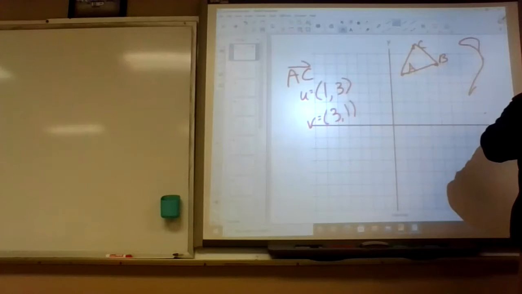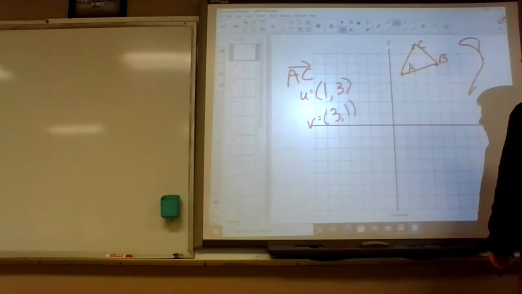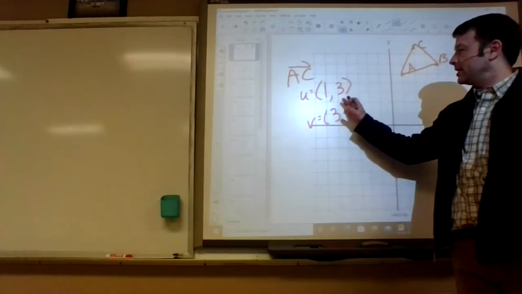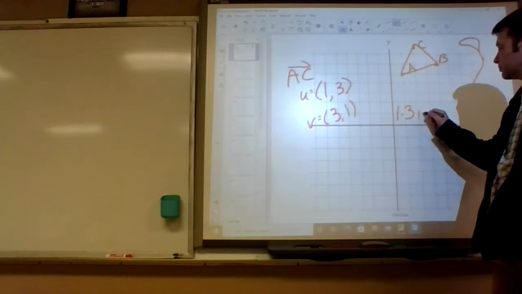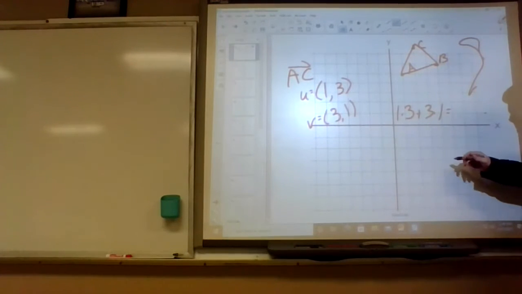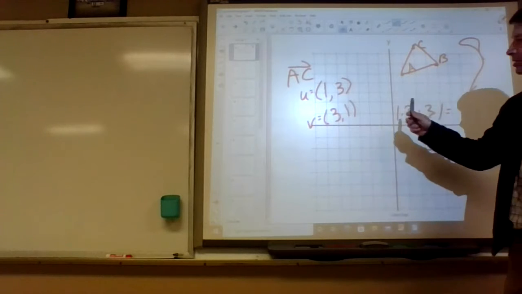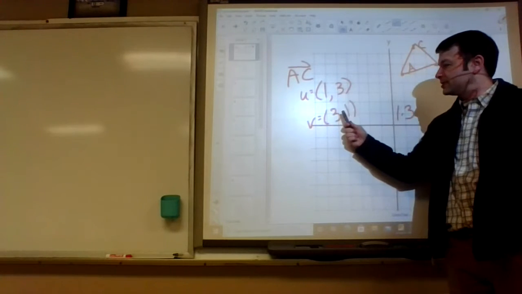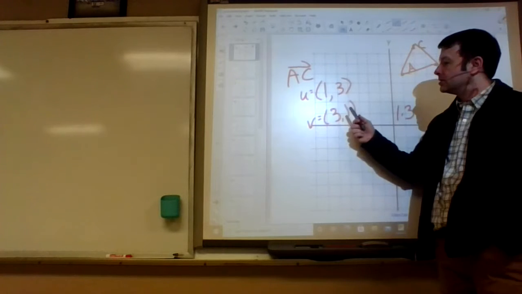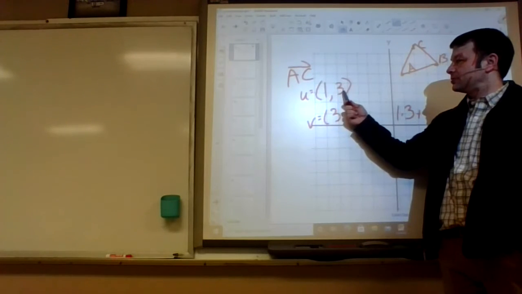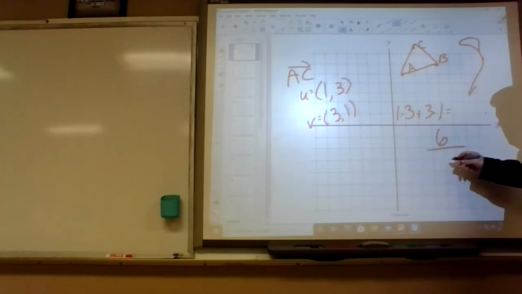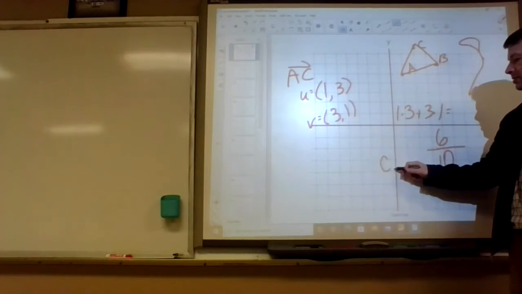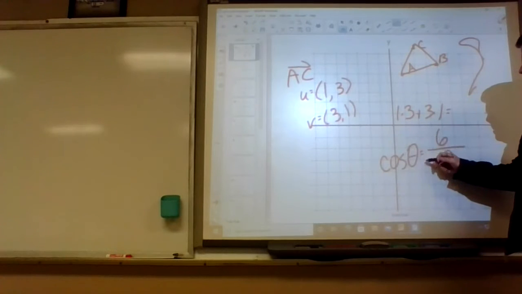And then we're going to do the same thing we did on the last problem. So we need the dot product: 1 times 3 plus 3 times 1 is 6, over the magnitude of this times the magnitude of this. 3 squared plus 1 squared is 10, square root of 10, square root of 10. Square root of 10 times square root of 10 is 10. So cosine of theta equals that.